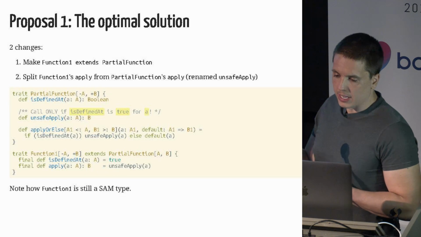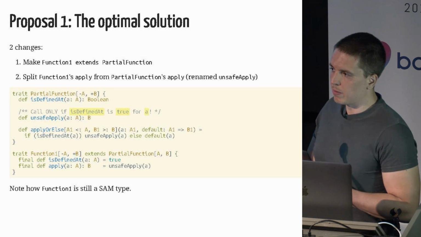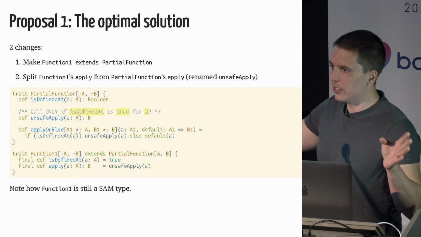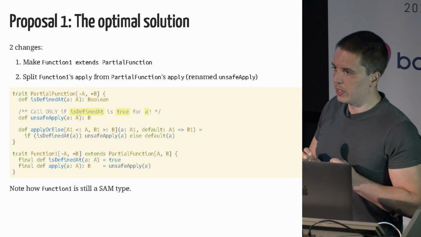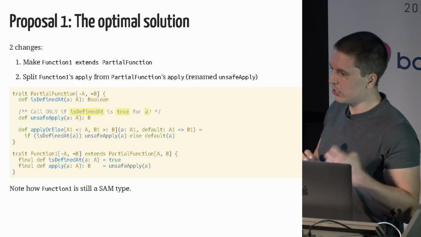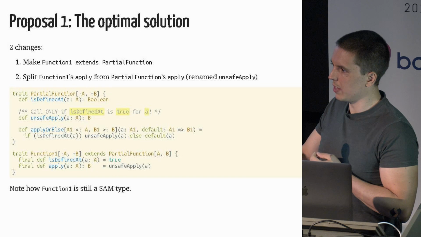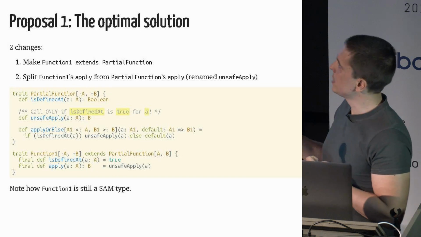So the benefit of this is that everything surrounding it gets just a lot easier to reason about. We don't make the mistake of consuming a partial function disguised as a function one and thinking it's safe, and it's not. Also, the implementation of everything.